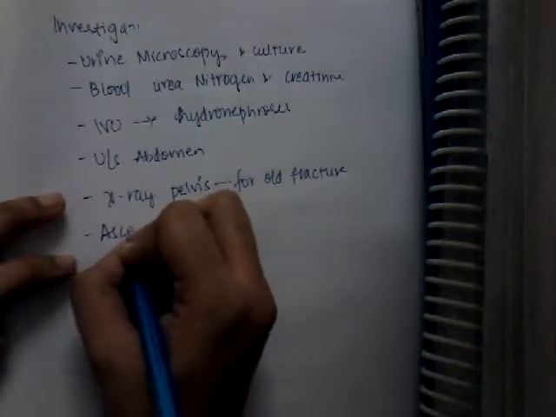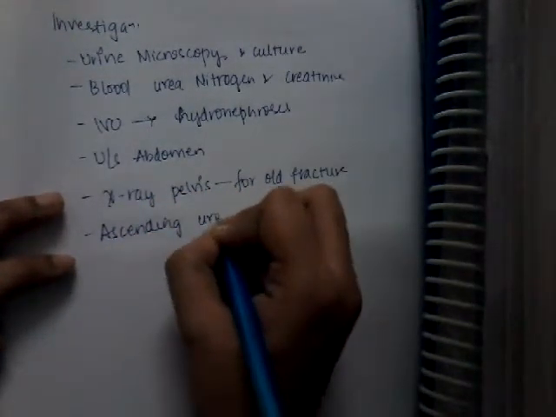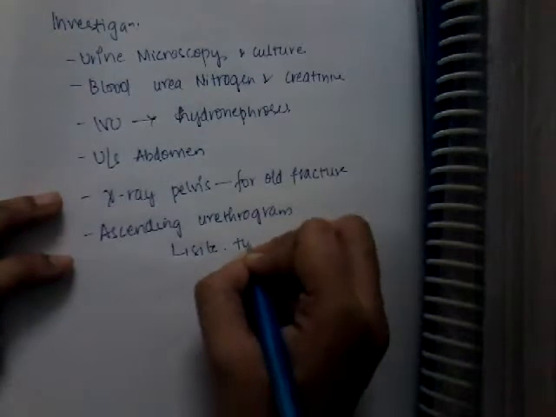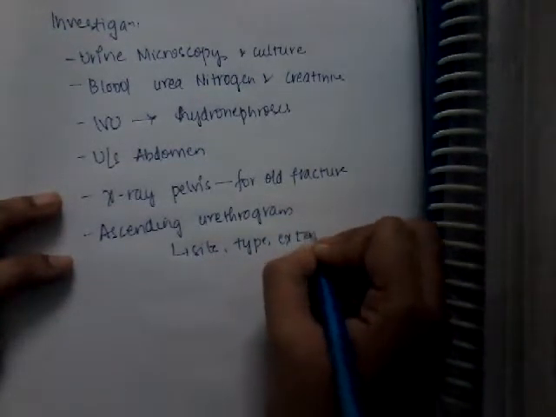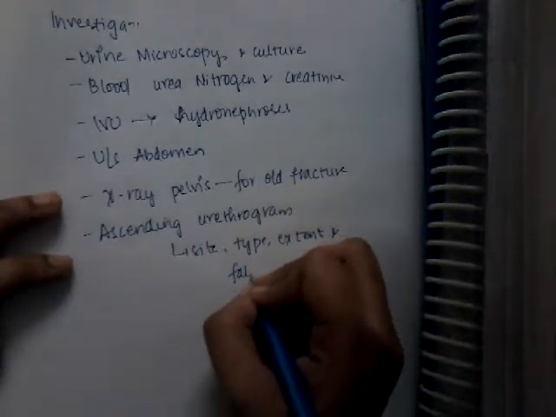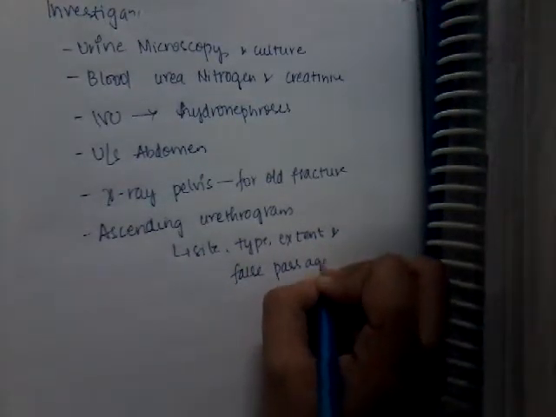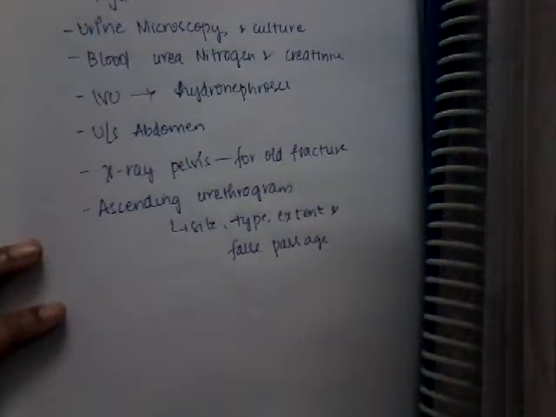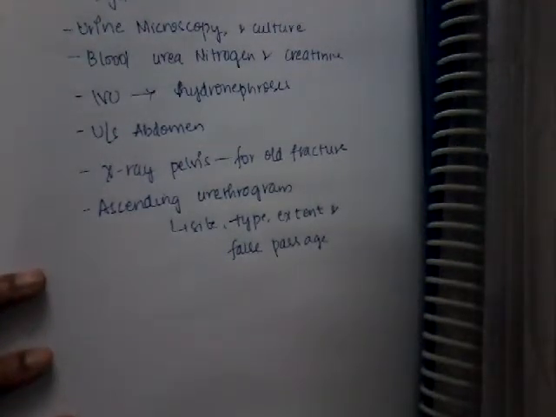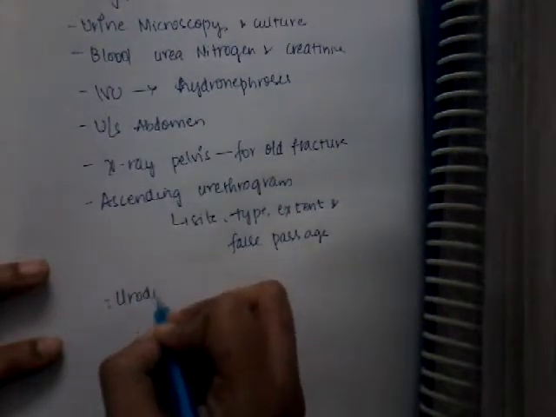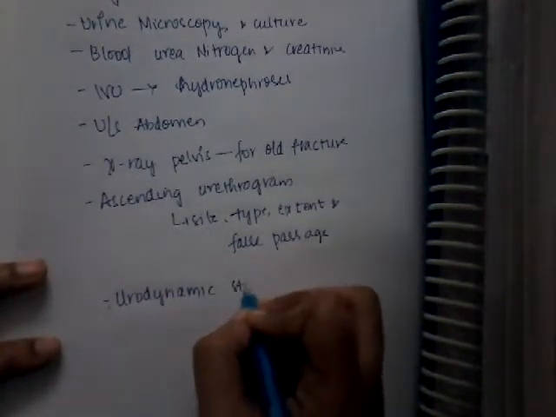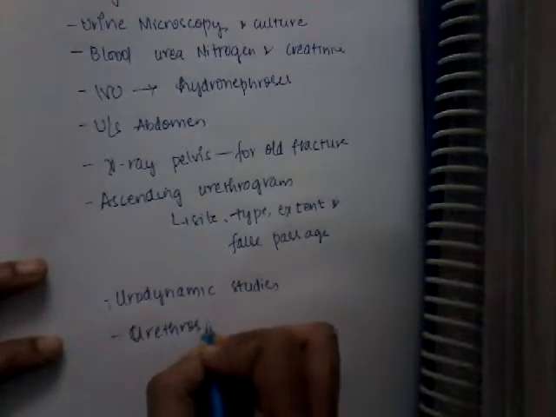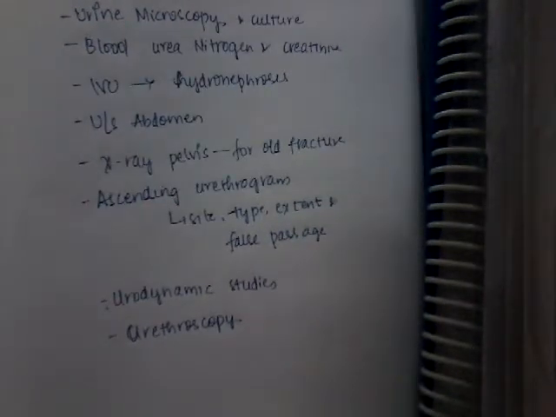And then ultrasound abdomen to see if there are any other strictures and to point out the exact stricture. And X-ray pelvis to see an old fracture, if present, to know about the urethral injuries. And then ascending urethrogram. This is to know the site, type, and extent of the stricture. And then urodynamic studies, which are pressure flow studies, can also be done. And urethroscopy can be done. So these are the major investigations which are done for stricture urethra.